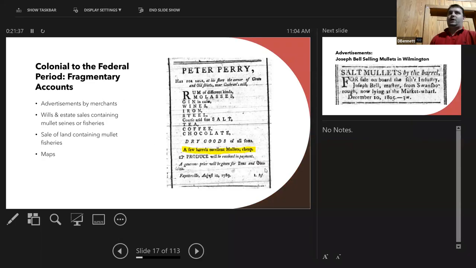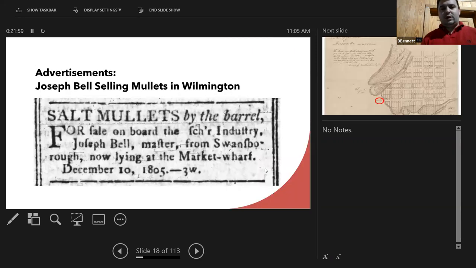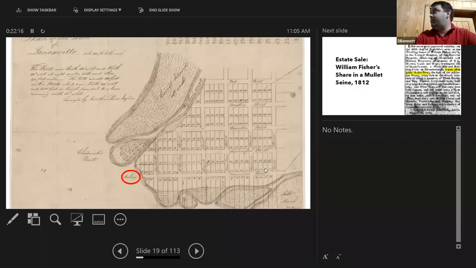We don't have a ton of accounts of the fishery from the colonial and federal periods. It tends to be more fragmentary documentation. Good examples are advertisements by merchants, wills and estate records, sales of land that contain mullet fisheries, and maps. Here are some examples. You have an advertisement by Joseph Bell, who was from Swansboro, and he was selling salted mullet in Wilmington in 1805. Here's an early map of Lenoxville, just outside of Beaufort. On the map, I have this area circled in red where it says there's a fishery located right there. Other historical documentation noted that there was a mullet fishery in Lenoxville, so that's probably where it was located.